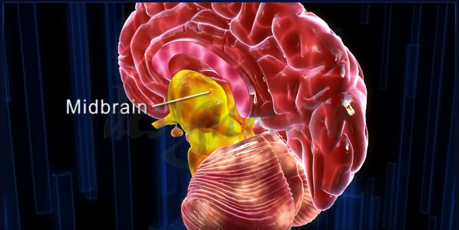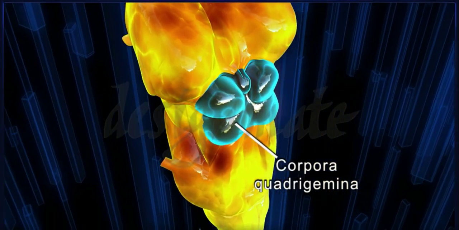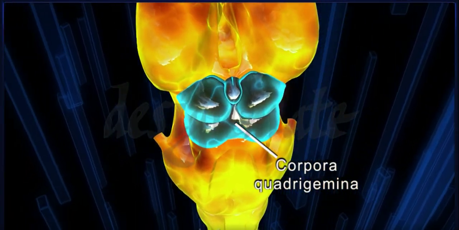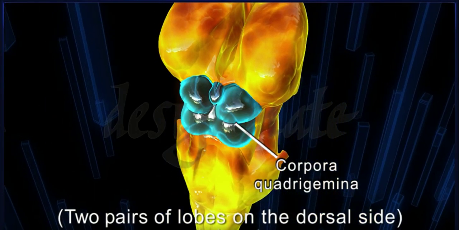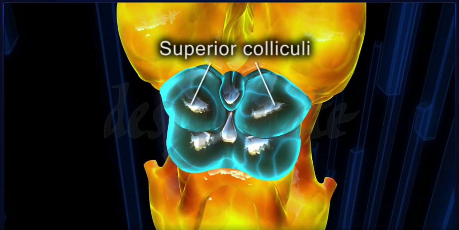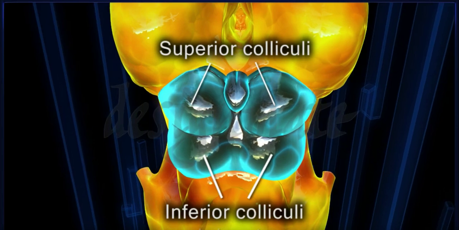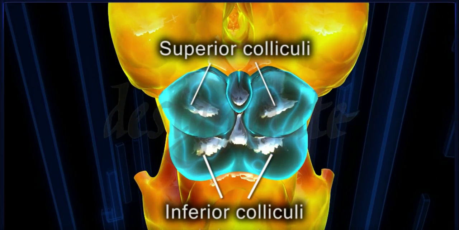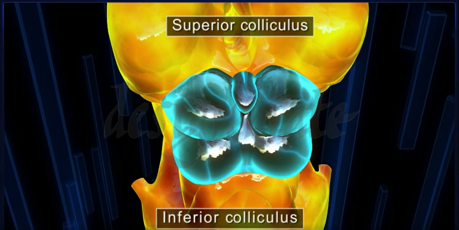The midbrain consists of corpora quadrigemina. The corpora quadrigemina are two pairs of lobes which form the dorsal side of the midbrain. The corpora quadrigemina are arranged in pairs, the two upper superior colliculi and two lower inferior colliculi. The superior colliculi is larger than the inferior colliculi.